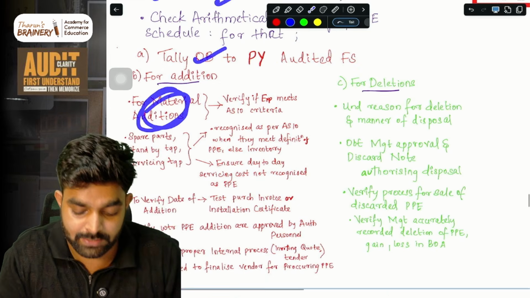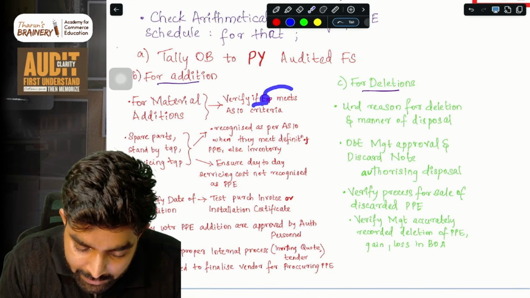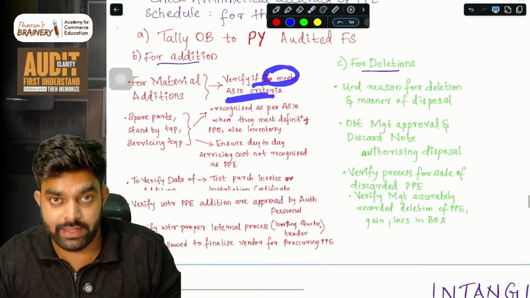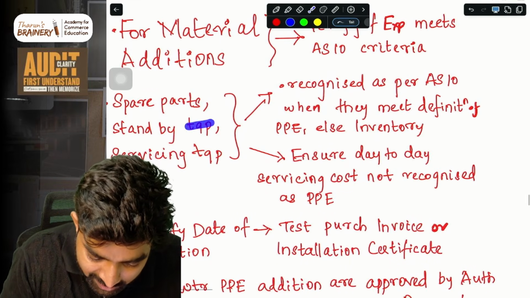For material additions, like significant, important high value machineries, verify if the expense meets the AS 10 criteria. Then spare parts, standby equipment.